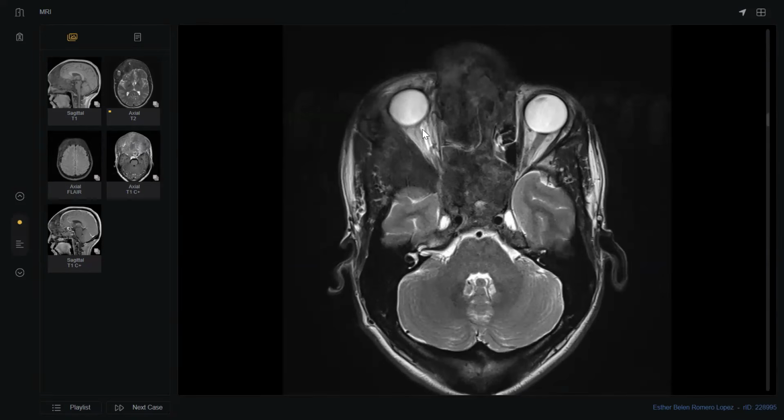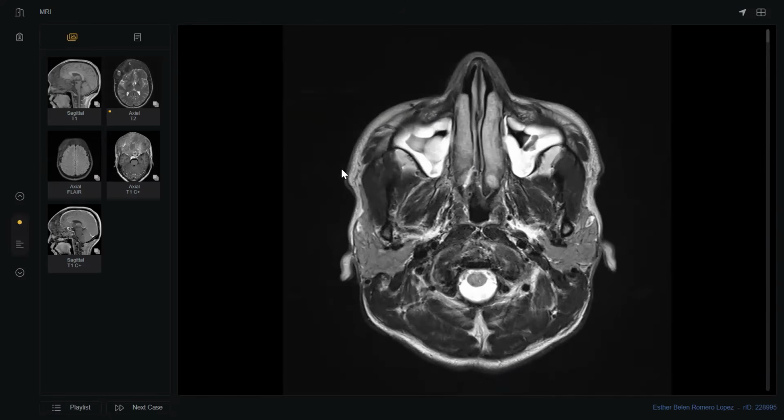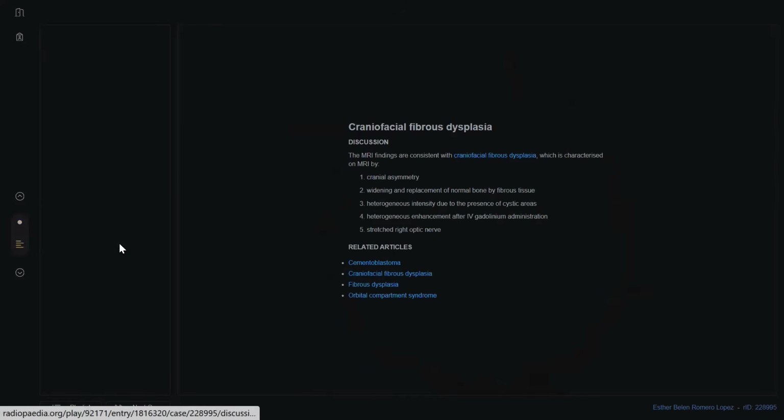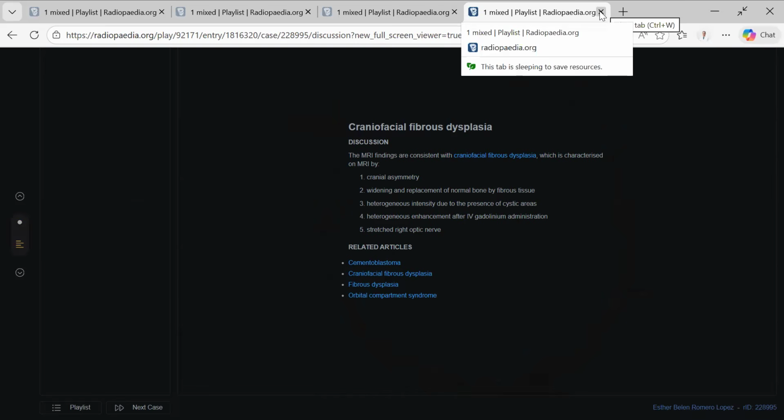If you see here, there is dilatation of the pre-optic CSF space. This is a sign of compression. Thank you, doctor, so much. It was a craniofacial fibrous dysplasia. Don't forget in MRI, especially in MRI head and neck.